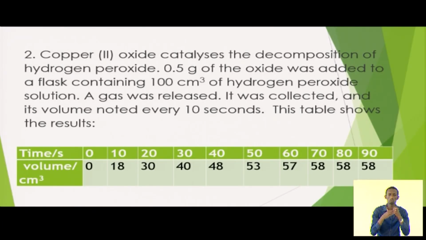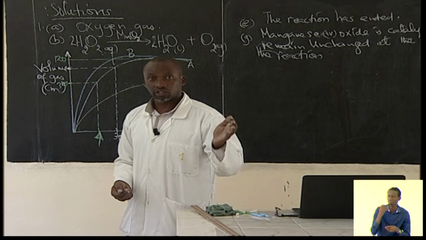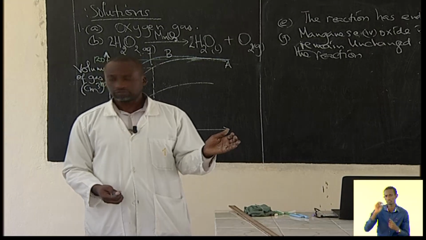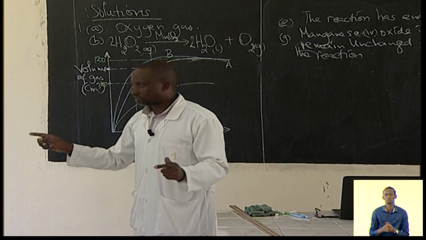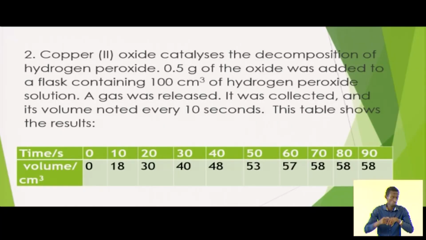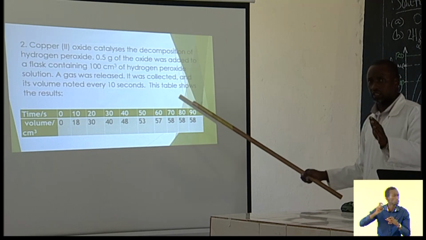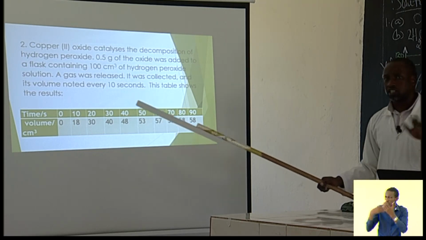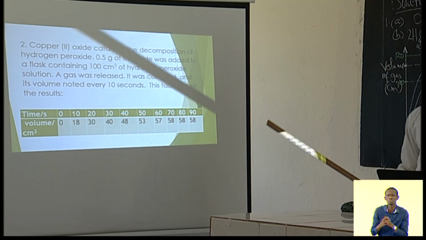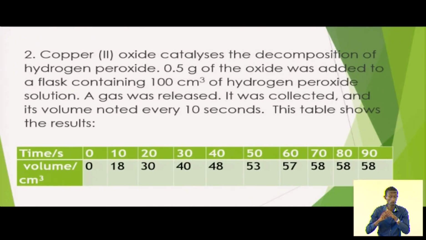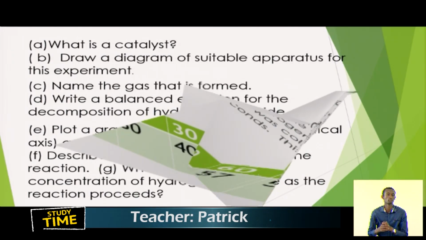What does it show? The values should give you the idea of how the graph looks. As time increases, you see the volume of the gas is also increasing. But reaching somewhere around 60 to 70 seconds, as time increases, the volume of the gas remains constant. What does that mean? It should give you the idea.